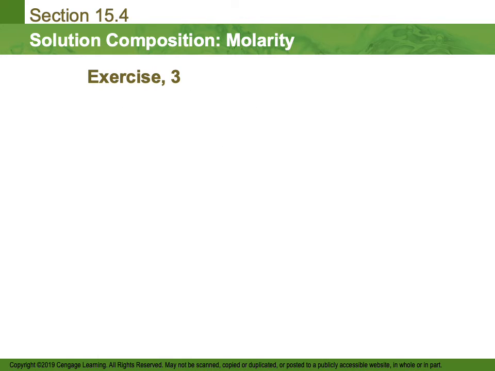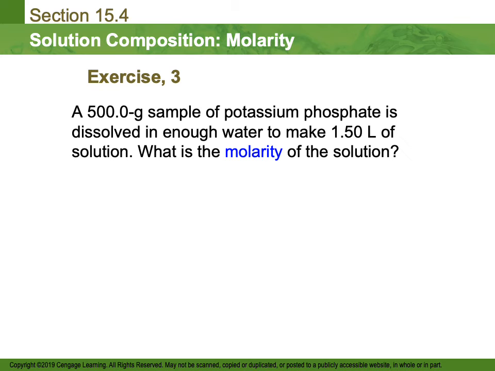Here's another example with a slightly more complicated molar mass. In this problem, we have a 500.0 gram sample of potassium phosphate, and this is dissolved in enough water to make 1.5 liters of solution. And we are being asked to calculate the molarity of the solution. So again, we have mass and we have volume, but we need moles and volume.